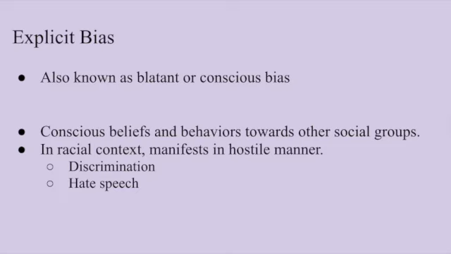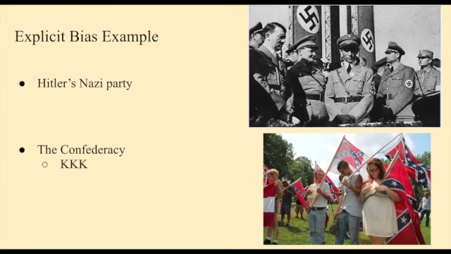These would be beliefs and feelings, behaviors that one might have towards other racial groups that they would admit and are conscious of. One of the easiest examples of this is the Nazi Party, as well as the Confederacy and the KKK. Explicit biases look like very blatant and very loud expressions of racism.